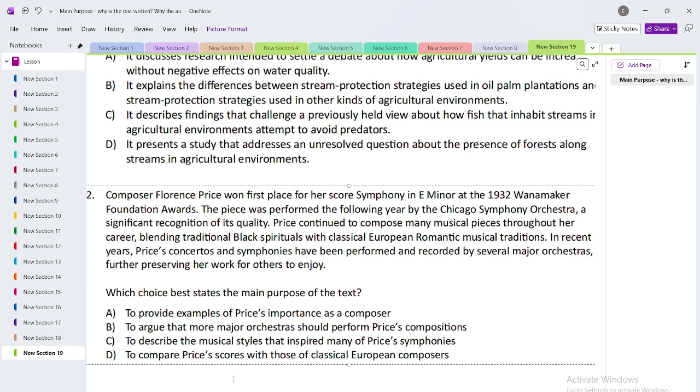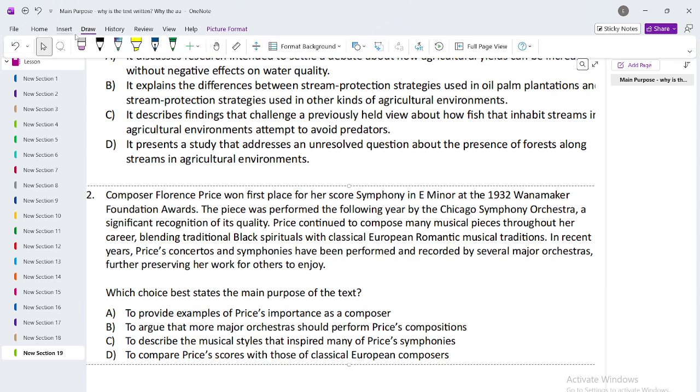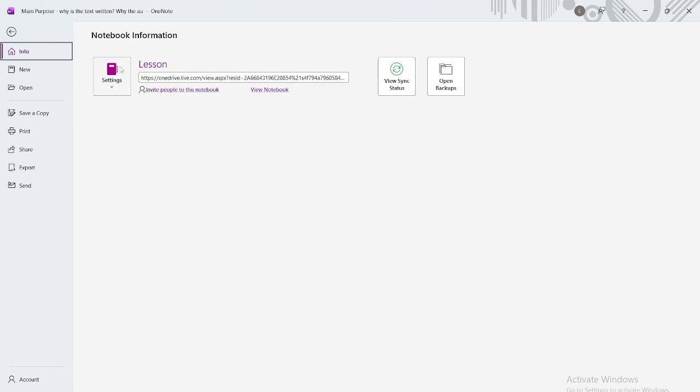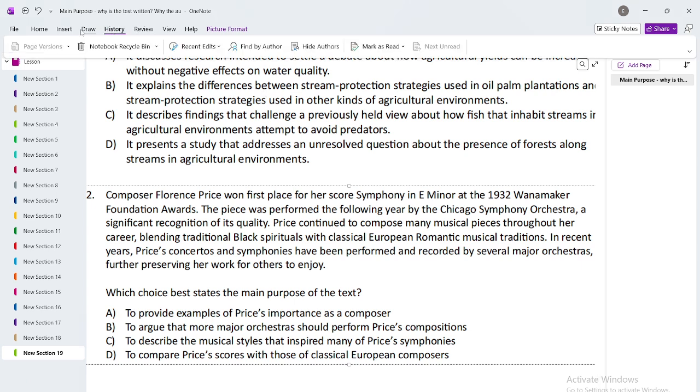some pieces of hers that imply how important she was, because we are given this blending of traditional Black spirituals with classical European romantic sayings right here, right? And this is something that tells us how important she was. So I would think this could be the answer, right? That could be the answer. Even though it is not very similar to my answer, it could be the answer. That's what I think. Let's look at other answers.